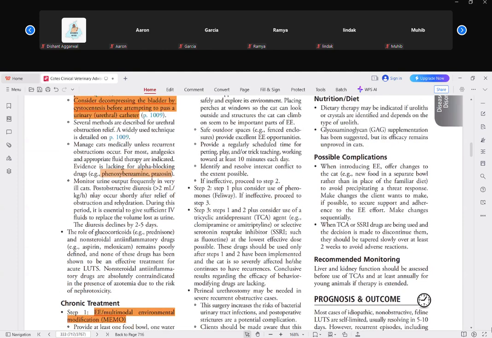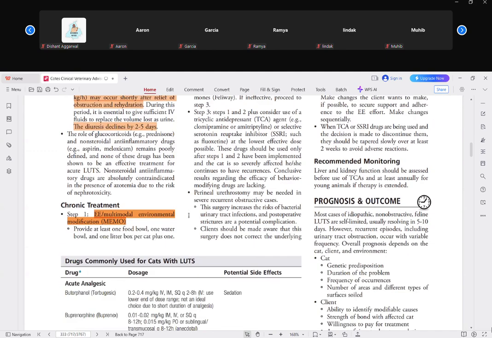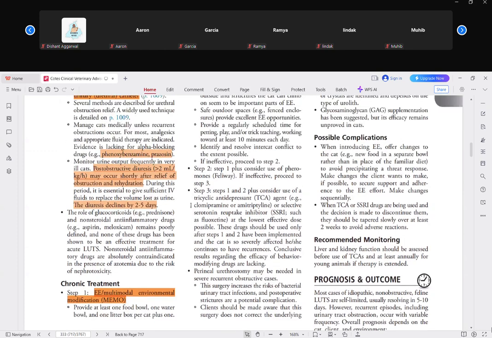Okay, post-obstructive diuresis occurs very shortly after the relief of the obstruction. Due to this a lot of diuresis, we actually have to replace the volume lost in the urine. Okay, so this diuresis usually continues for 2 to 5 days in the animal. Okay, so that is for the obstructive FLUTD.